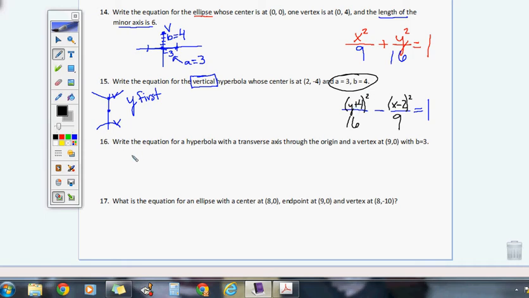Okay? So this next one now is a hyperbola with a transverse axis. Transverse axis means the vertices are on that. That's all. Well, we're going through the origin, okay, through the origin, and a vertex at 9, 0.